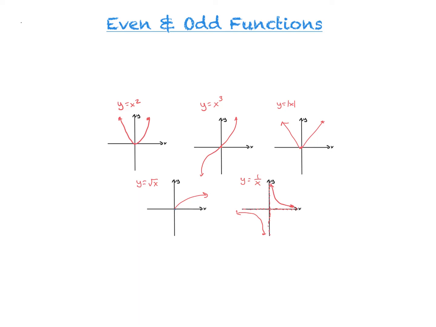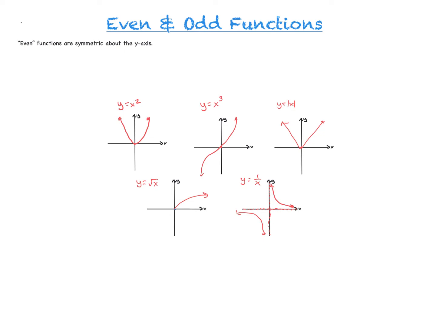Let's take a look at what even and odd functions mean graphically. Looking back at the parent functions we had in previous sections on graphing shortcuts, if we're looking at even and odd functions, what we're also looking at is certain types of symmetry. Even functions like y equals x squared have a symmetry about the y-axis.